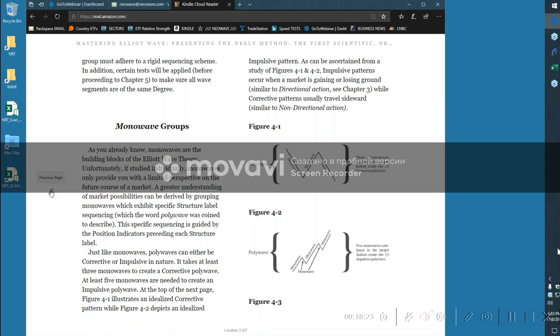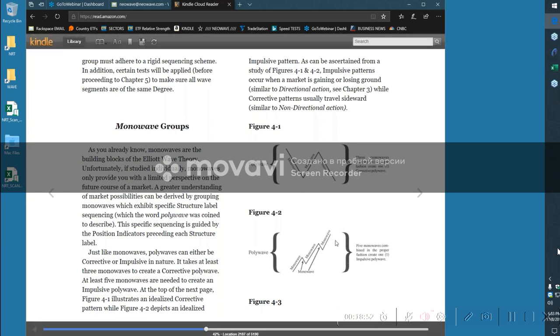So you're looking for monowave groupings, and the first thing you're going to want to notice about your groupings is, does that 3-3-5 or 5-3-5 or whatever the sequence is, does it generally go sideways? If it does, then you're going to be dealing with corrective action, almost always, except with rare exceptions of terminal patterns that may look like they're going sideways, but have to trend at least a little bit up or a little bit down. But generally, if it's going mostly sideways, it's going to be a corrective pattern.